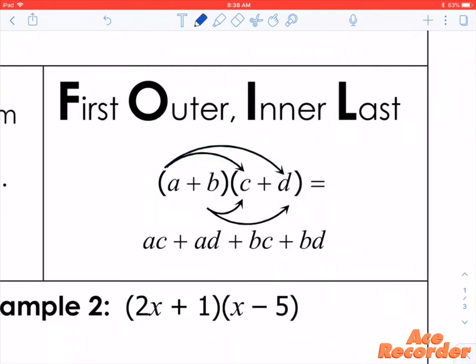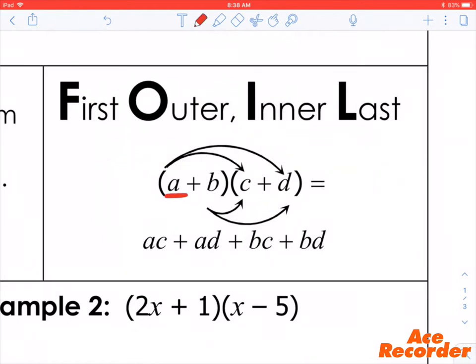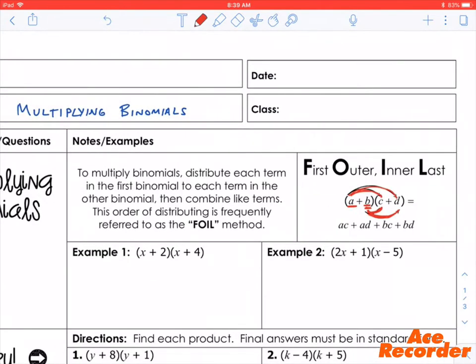I usually just talk about the fact that we're taking the first one of the first parentheses and multiplying it to both of the other numbers. So multiply A times C, A times D. Then you move to the second one of the first parentheses and do the same thing: B times C, B times D. And so you're going to end up with four terms that you're going to check to see if you have any like terms to combine at the end. Okay? So let's look at a couple examples here.